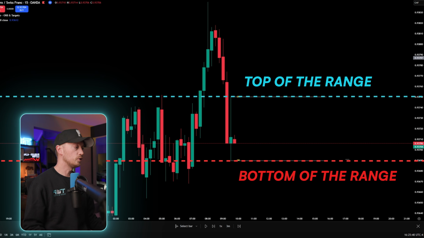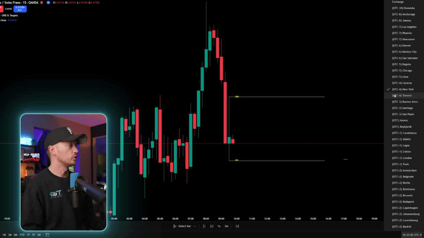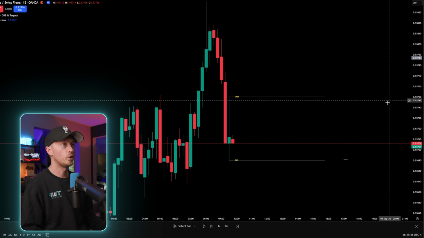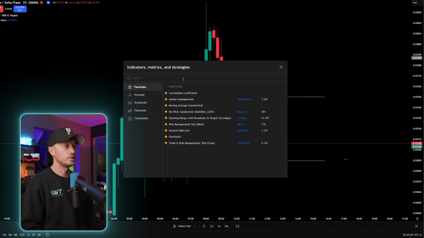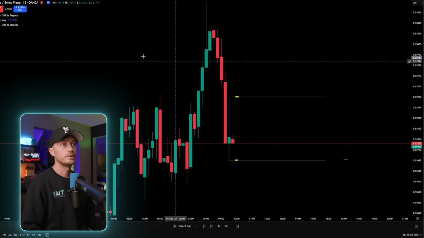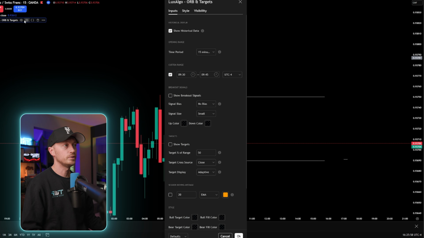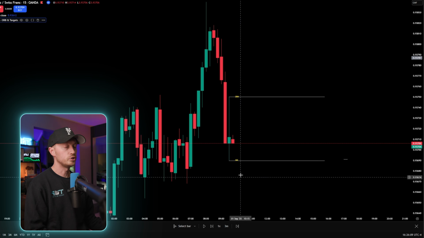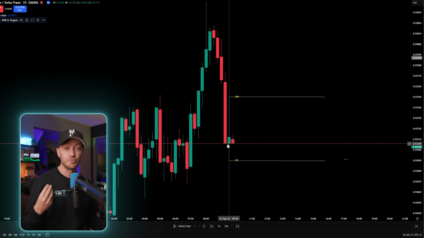And to make this easier for you, just come down right here. Make sure you're UTC -4 New York, and come to indicators right here. Type opening range and select this indicator right here, and then just select edit. Time period, you want that 15 minutes, then you want the custom range 9:30 to 9:45 UTC -4, and that's going to put it on your chart for you so you don't have to draw it every single time.